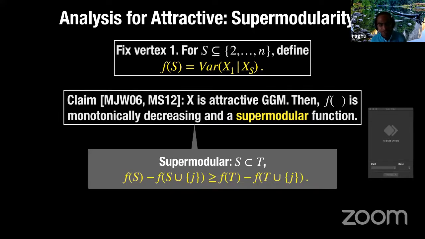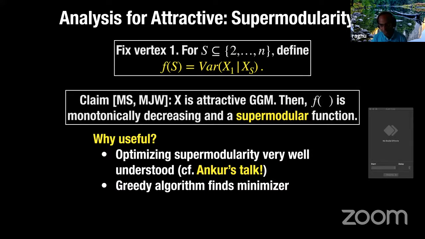And the supermodularity essentially says that if S and T are two subsets where S is contained in T, then the decrease in conditional variance that you get from adding a vertex is higher for the smaller set S as opposed to T. And this is the same property that showed up in Ankur's talk. And it's useful for us for the exact same reason. So why is supermodularity useful?